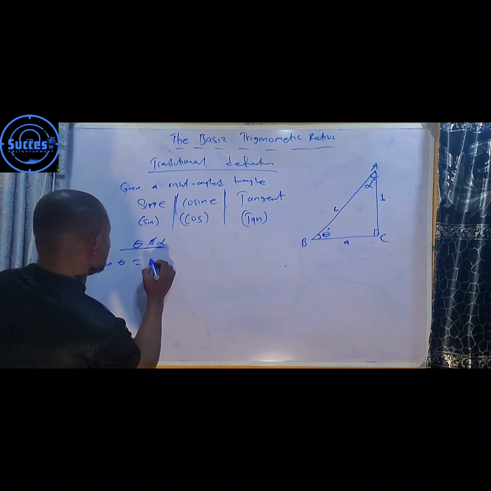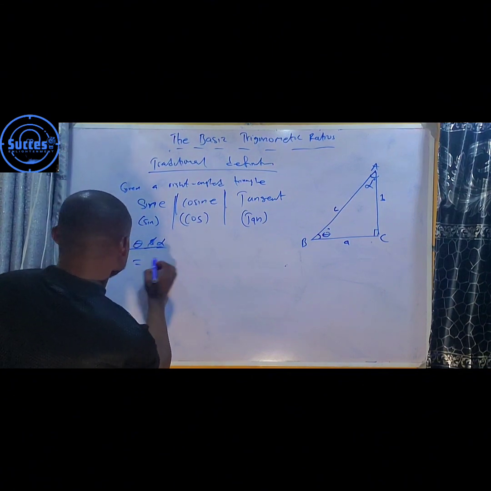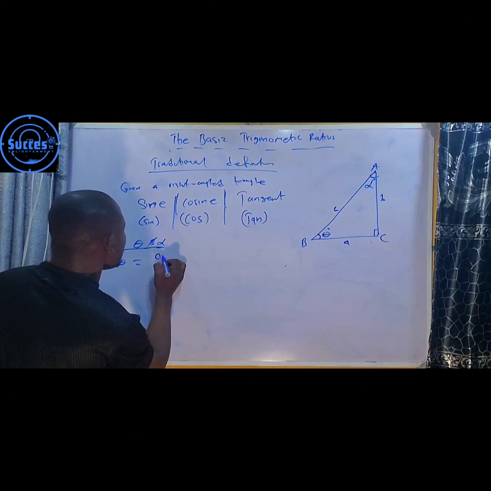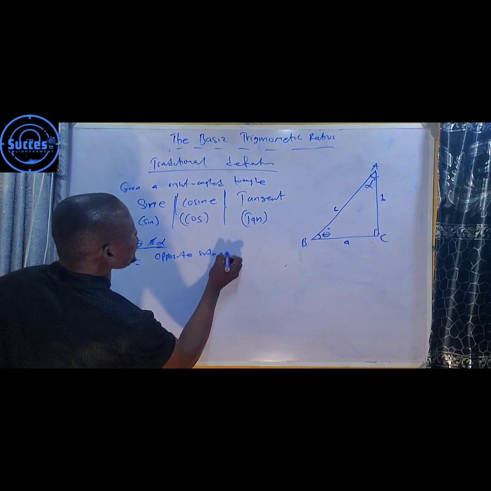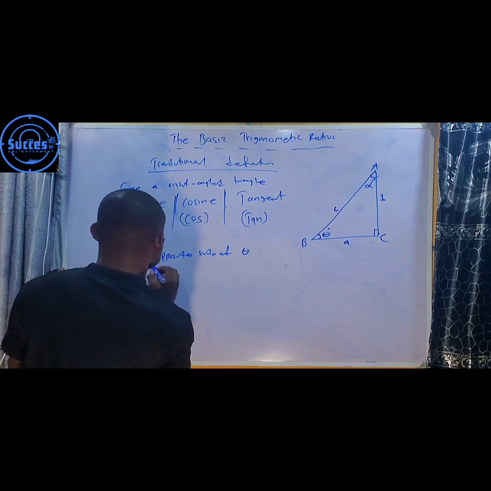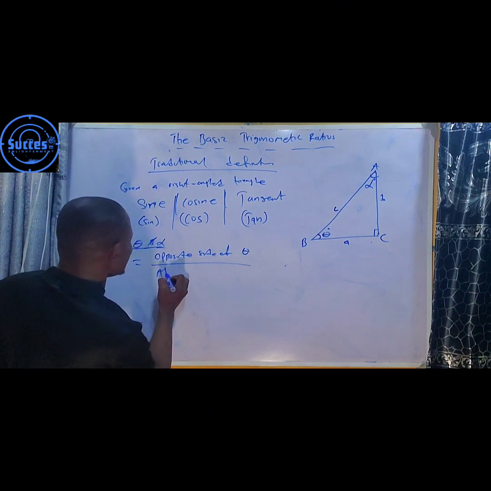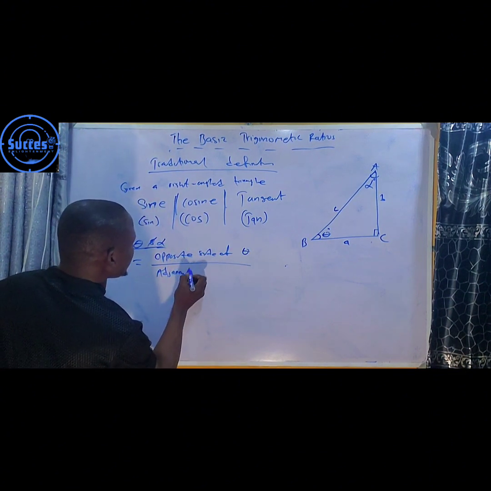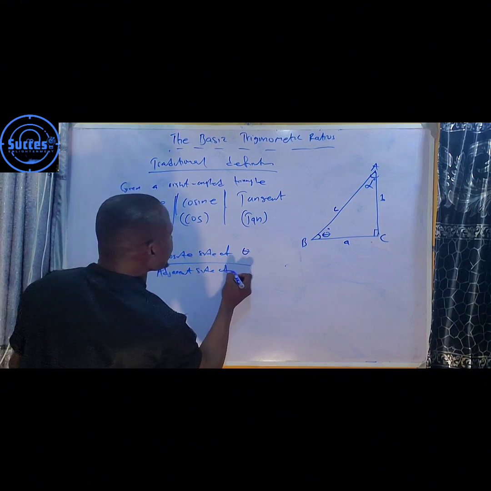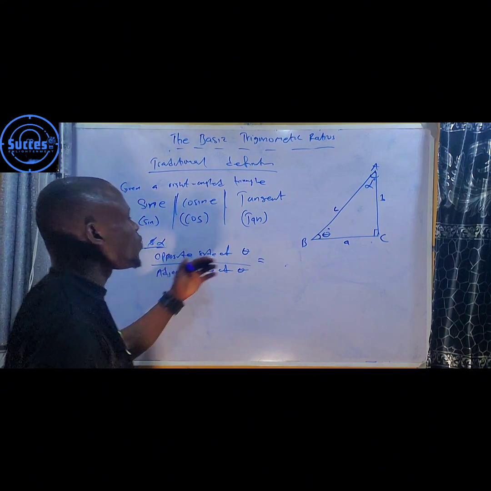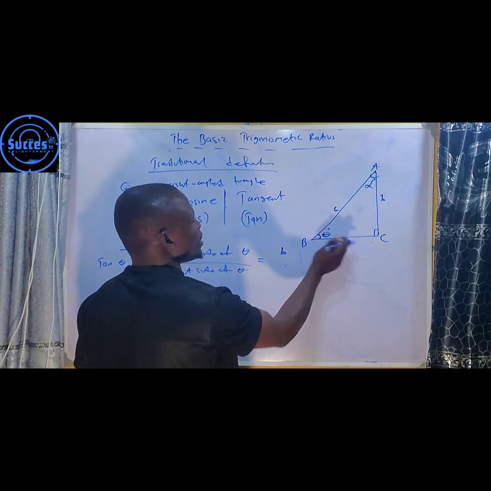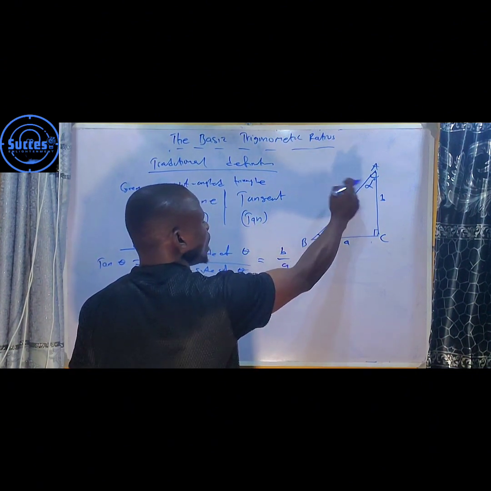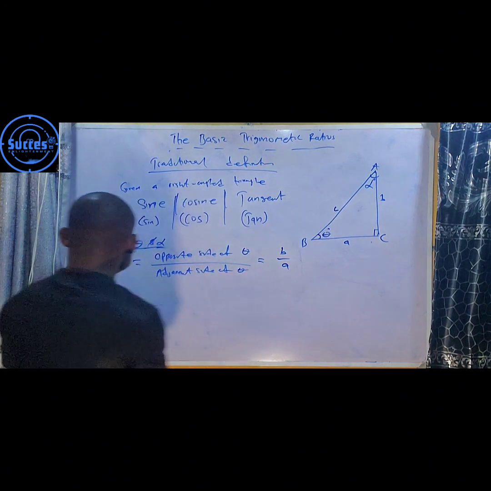That is, tan theta is equal to the opposite side of theta all over the adjacent side of theta. Now opposite over the adjacent, for this theta, the opposite is b, and the adjacent is a. Don't forget, this is the hypotenuse. All right.